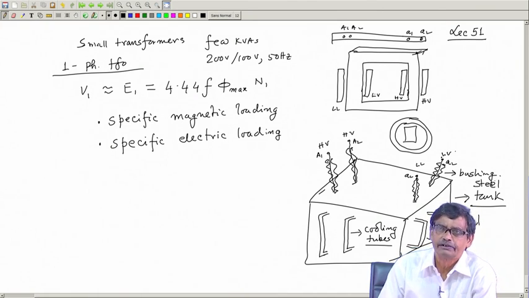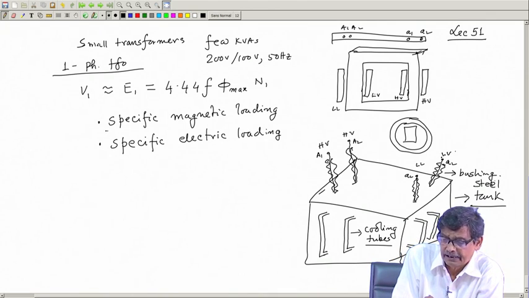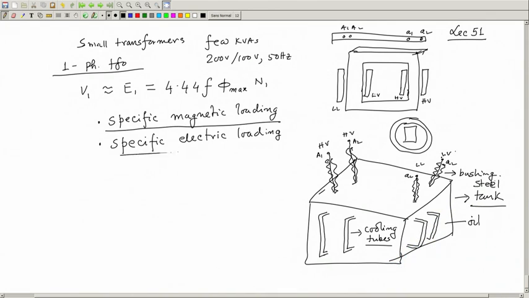These are interesting topics. So, first thing is first. Let me try to relate the output of a transformer, the kVA rating of a transformer, in terms of physical dimensions and specific magnetic and specific electric loading. First of all, specific magnetic loading is very simple. It is Bmax, that is all, in Tesla.